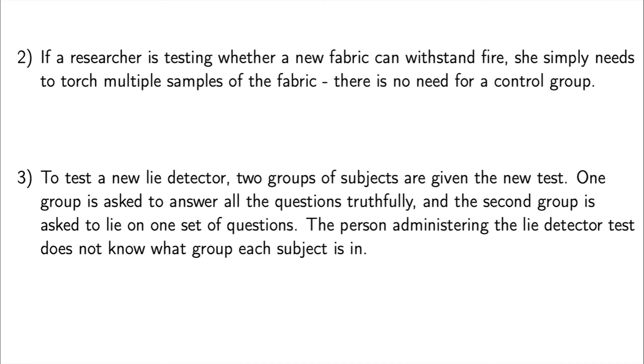Third, to test a new lie detector, 2 groups of subjects are given the new test. One group is asked to answer all the questions truthfully, and the second group is asked to lie on one set of questions. The person administering the lie detector does not know what group each subject is in. So this is a double-blind study because the person administering the lie detector test doesn't know what people are doing. Okay, because if they did, then they would be more attentive, looking for the lies, and we of course don't want that. That would introduce some confounding.